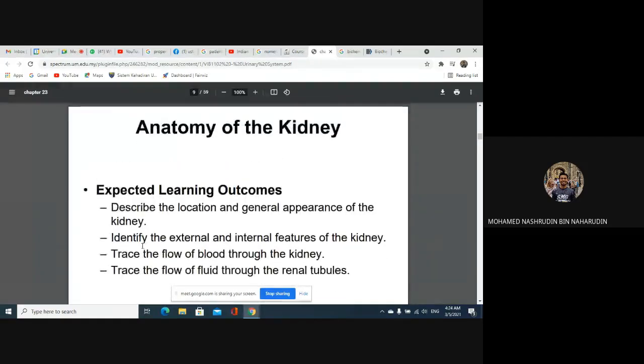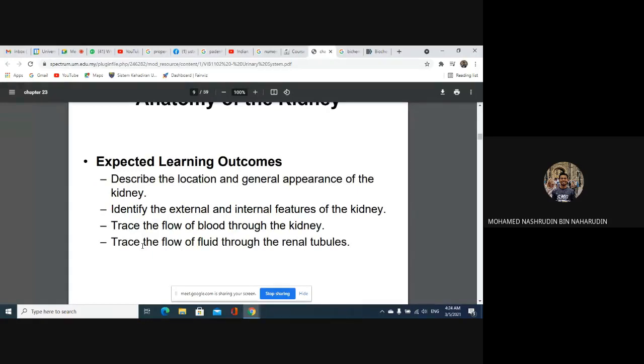Now the next one, let's go into the anatomy of the kidney. The expected learning outcomes of this part are that you must be able to describe the location and general appearance of the kidney, identify the external and internal features of the kidney, and trace the flow of blood through the kidney, the passage that the blood flows through. Then trace the flow of fluids through the renal tubules.